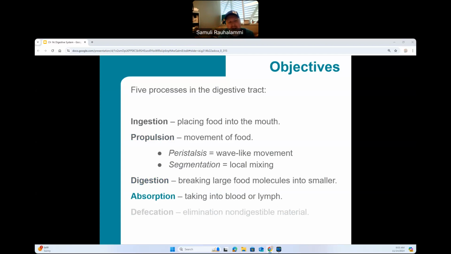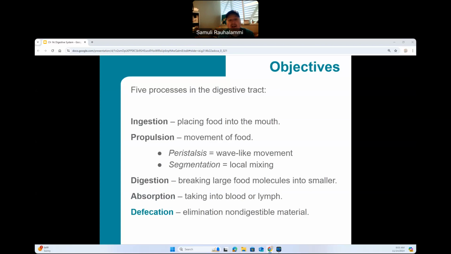The second term that I want to really emphasize is absorption. This was when these smaller molecules are now small enough that they can be picked up by the blood vessels, or in the case of larger fat molecules, by the lymphatic system that carries them closer to the heart. So absorption was moving in from the digestive tract into the actual body proper, to the bloodstream.